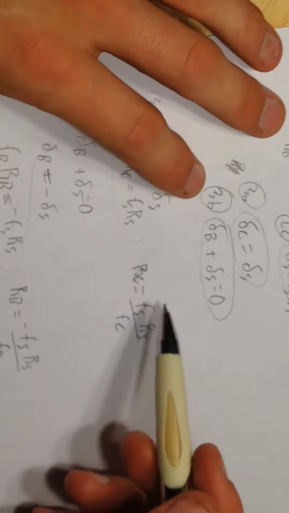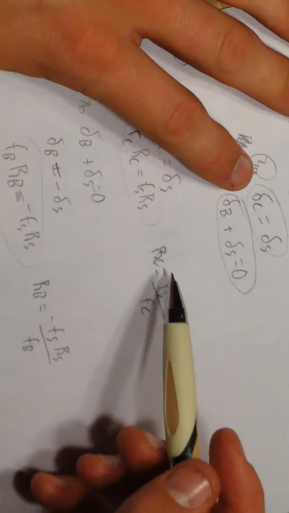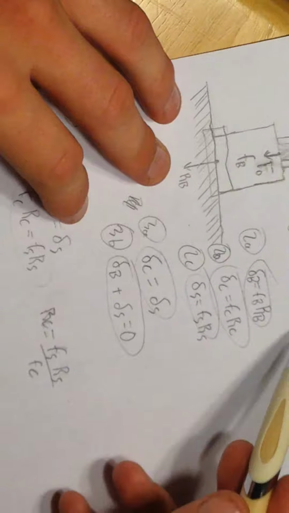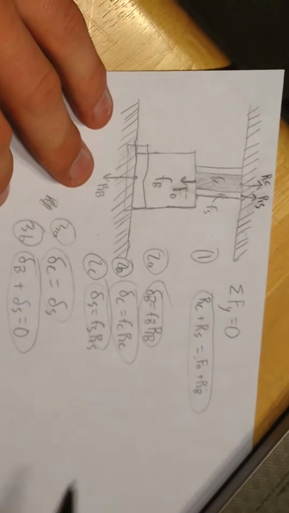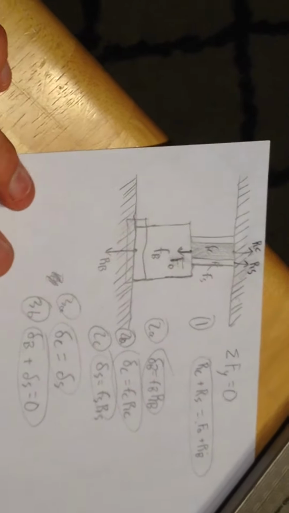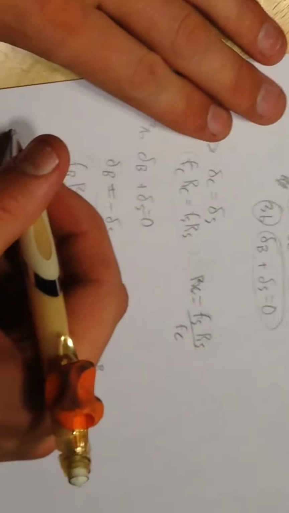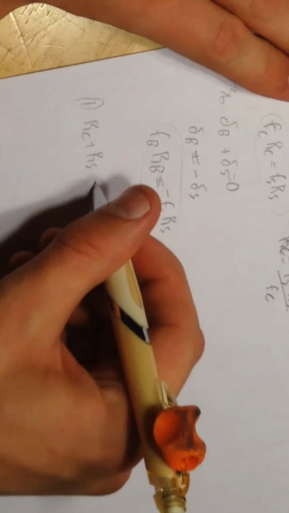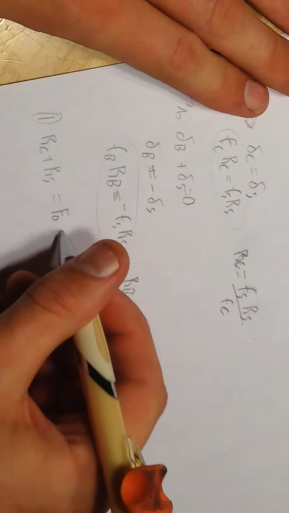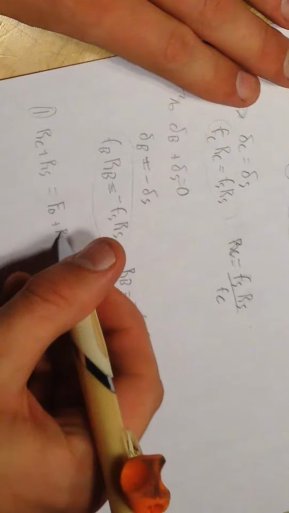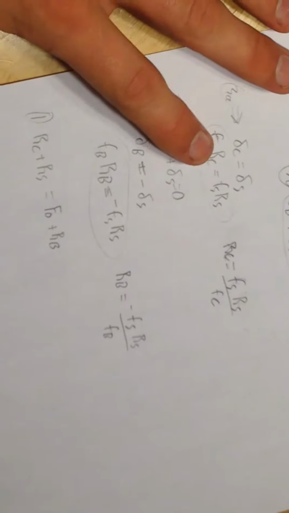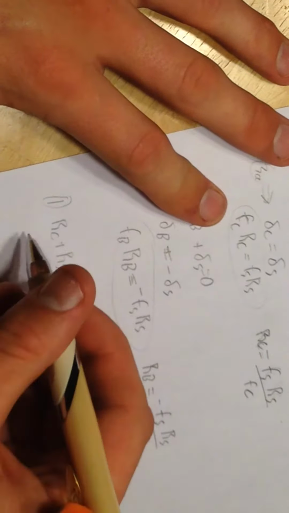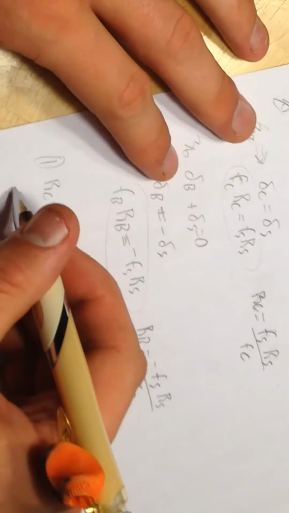So now our next step is to substitute this RC and this RB into the statics equation, our first equation up there. So we'll just rewrite that equation here quick. RC plus RS equals F naught plus RB. Okay. So, I guess first I'm going to move FB to the left side of the equation.